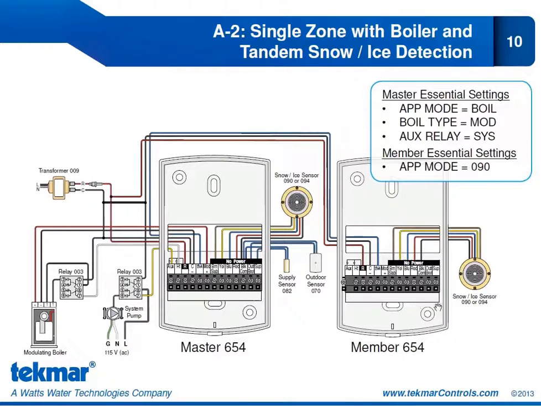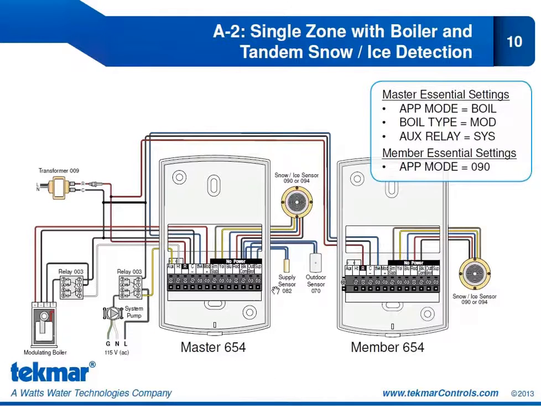You'll notice that we are not connecting anything else to the relays here. There's nothing connected to the heat relay, nothing connected to the auxiliary relay, because as soon as we select application mode 090 for the member 654, we lose the use of these relays. So someone asked the other day if they could do this tandem snow ice detection and then connect an alert device to the auxiliary relay. And the answer is of course no, because we've lost the use of that relay through selecting application mode 090.